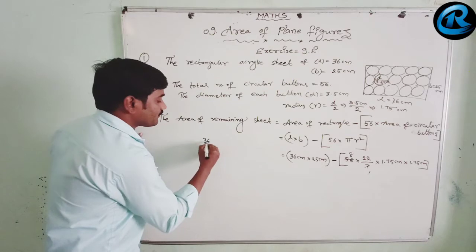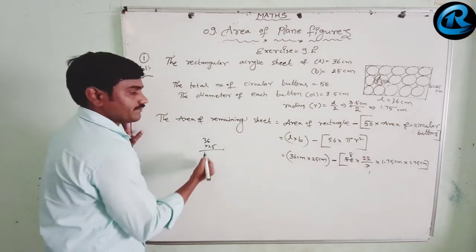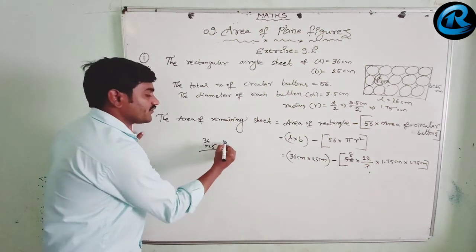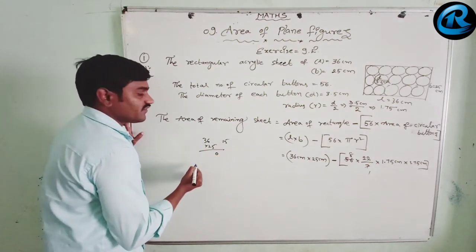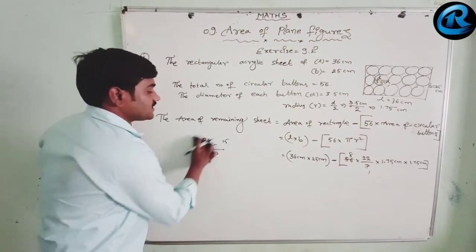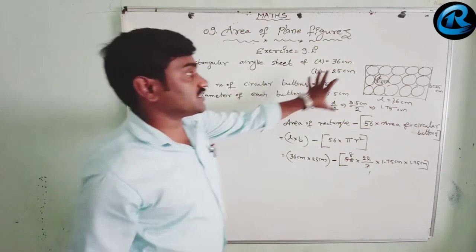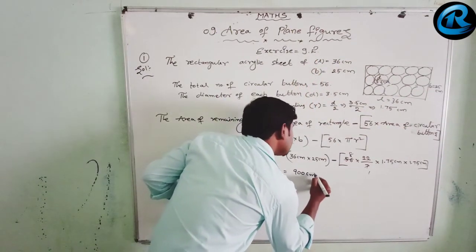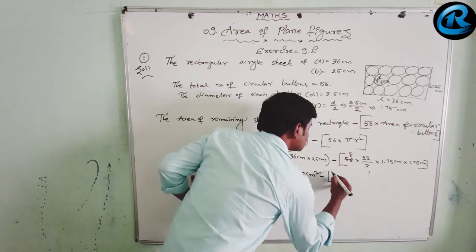36 into 25. 25 6s are 150, so 15 carry. 25 3s are 75, 80 and 90. So that is 900 centimeter square, the area of the rectangular sheet. The whole rectangular sheet is 900 centimeter square. Minus, from this let us subtract now.